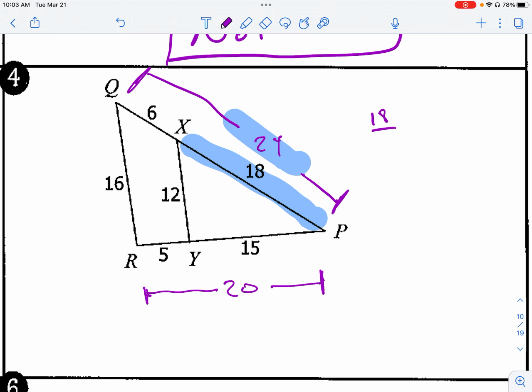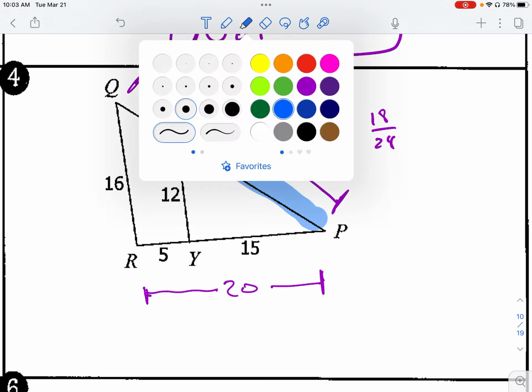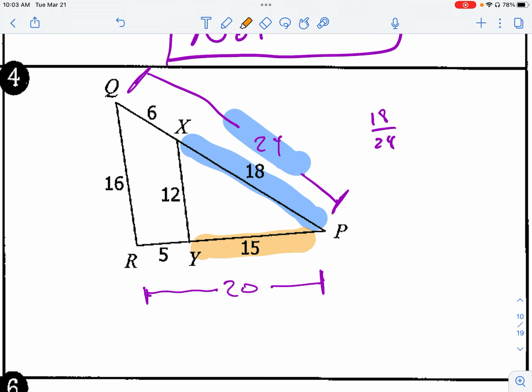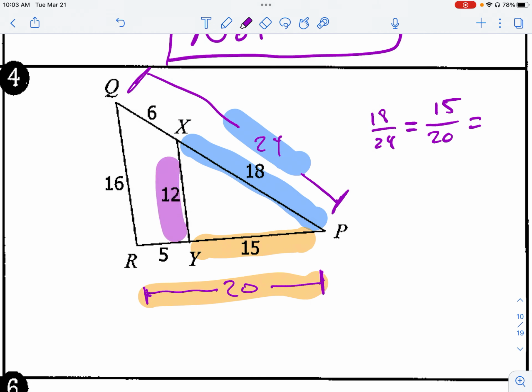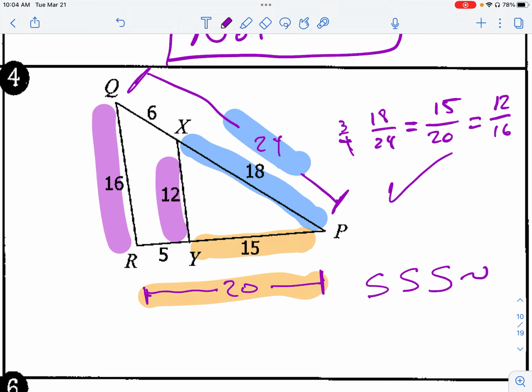So we got 18 over 24. Then we got the middle and the middle. So we got 15 over 20. And then we go short. Short gives us 12 over 16. 18 over 24 reduces to 3/4. 15 over 20 is 3/4. 12 over 16 is 3/4. So we have side, side, side.